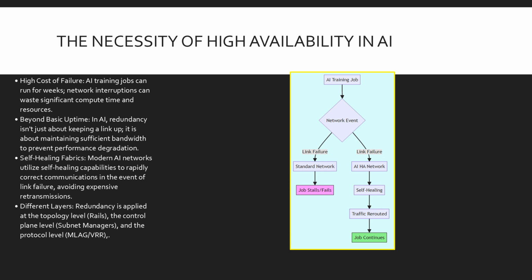This flowchart illustrates the impact of network design on AI jobs. On the left path, a standard network suffers a link failure leading to a job stall or failure. On the right, an AI high-availability network uses self-healing mechanisms. When the link fails, the fabric automatically reroutes traffic, allowing the expensive training job to continue without restarting.